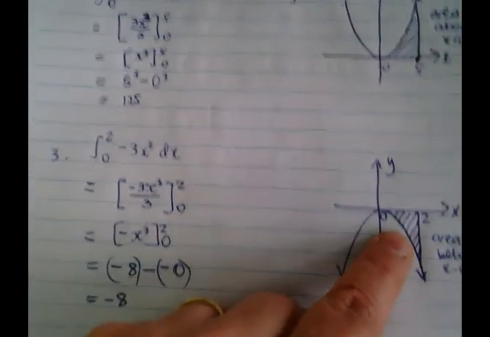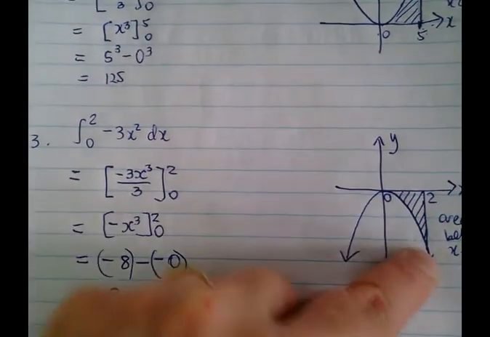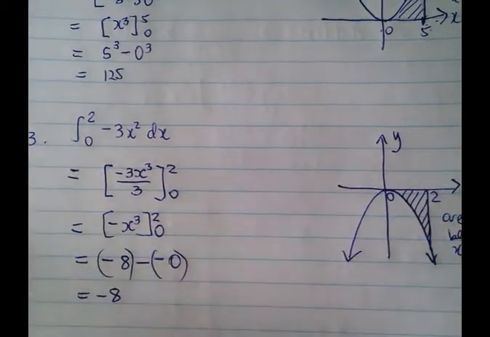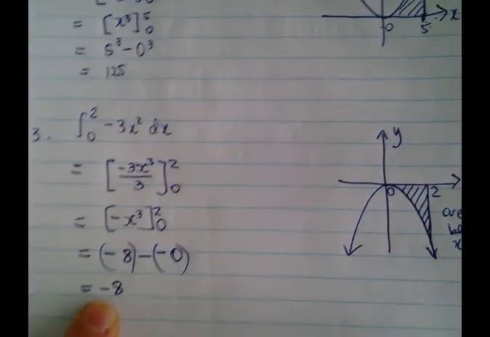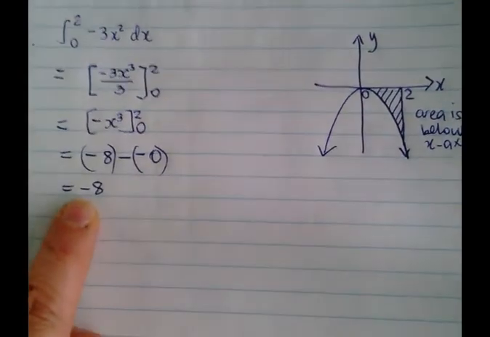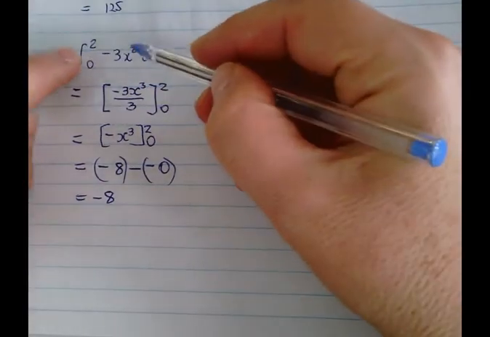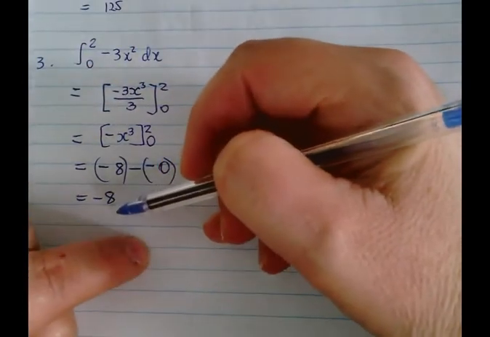And with this one, because my graph is concave down, when I look for the area bounded by the curve and the x-axis, it's below the x-axis. So that's why I get a negative answer here. So you need to listen very, very carefully. If I ask you for the integral, the answer's negative.